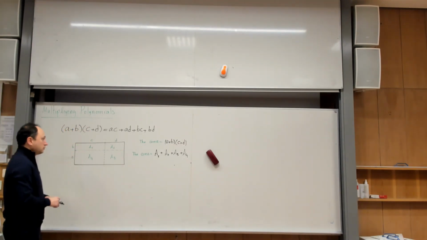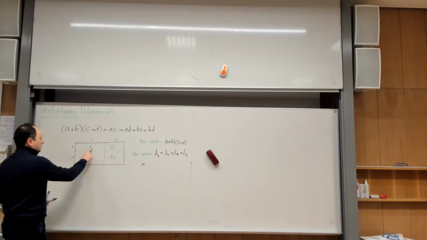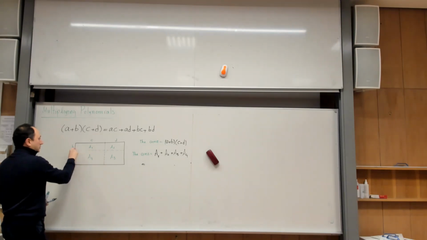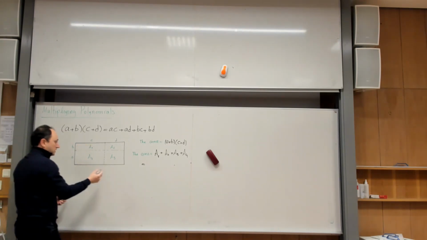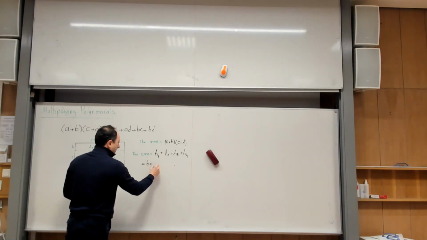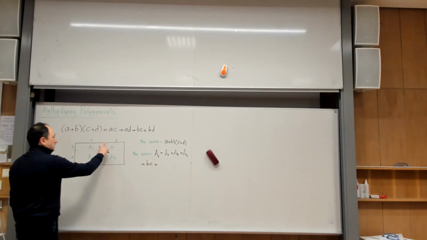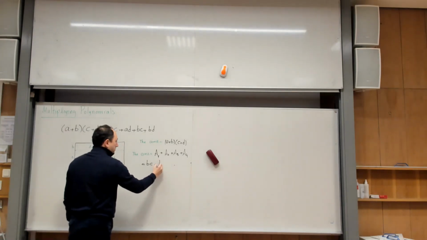But if I ask you what is area number 1, this region is a rectangle again, but its height is B, its length is C. So the area 1 is just B times C. And when I go to area 2, the height here and here are the same, so this is B and this is D, so it becomes plus BD.